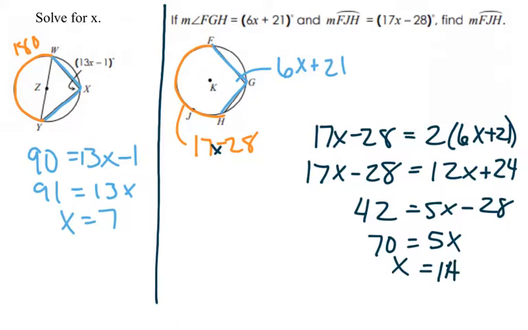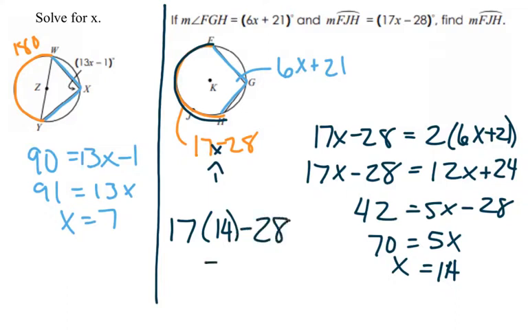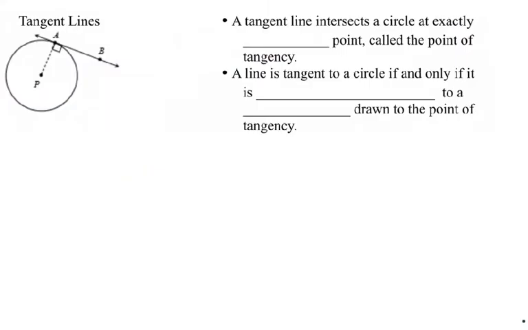The question actually wants me to find FJH. So now I'm going to plug it in right there. So 17 times 14, and then minus 28 is going to give me 210 degrees. And remember, because it had 3 letters, our answer should be above 180, and it is. That's a quick way to check your math.